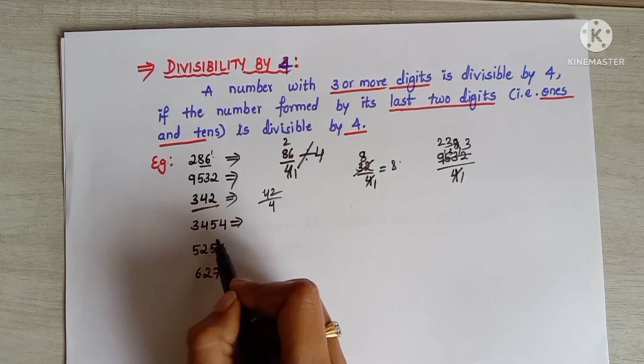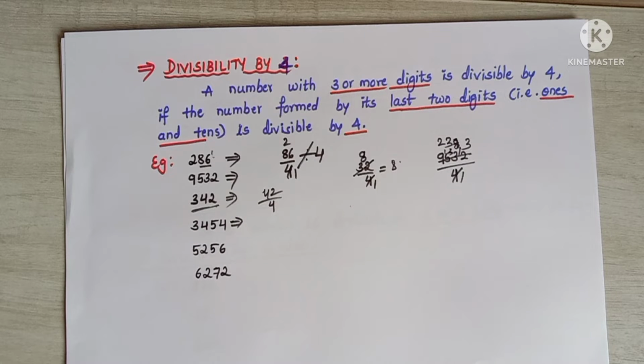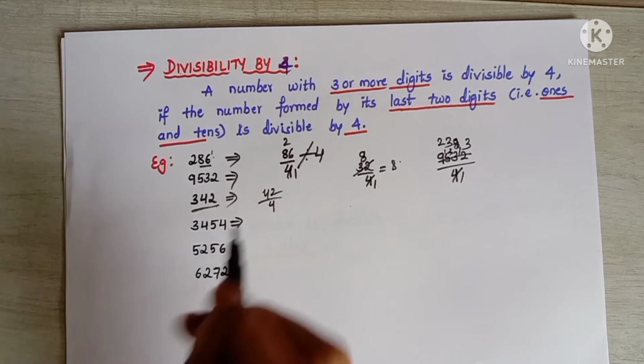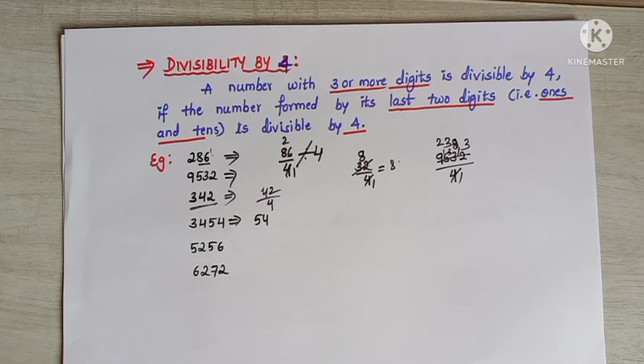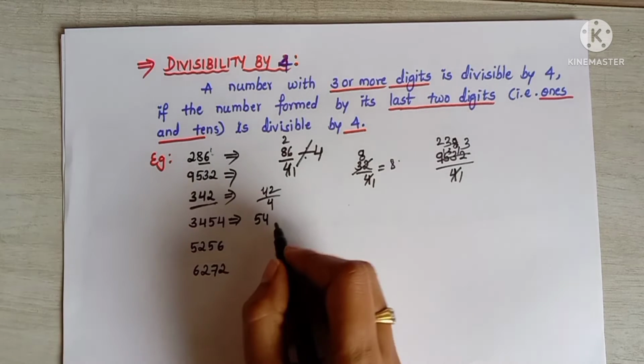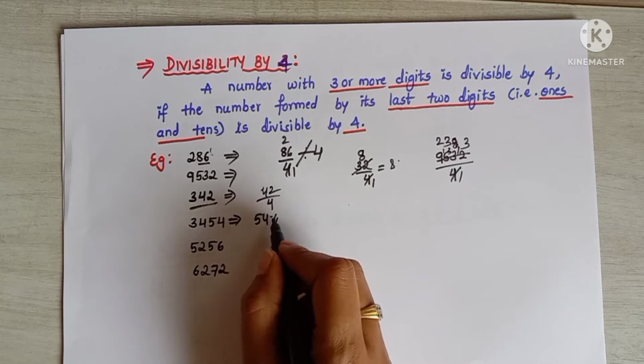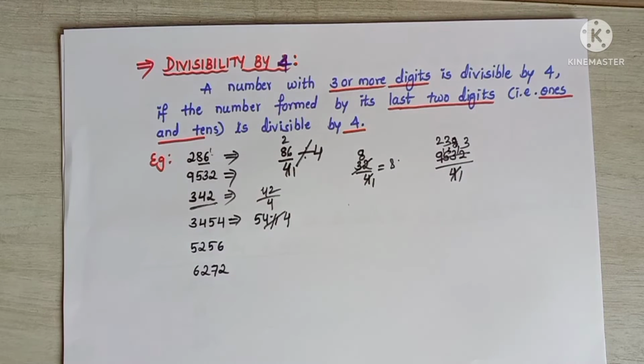So, let us take this number. Let us see whether it is divisible by 4. What we have to do? We have to take the last 2 digits. That is, here we can take 54. Whether it is divisible by 4? Here also it is not divisible by 4. Whether it is divisible by 2? Yes, it is divisible by 2.